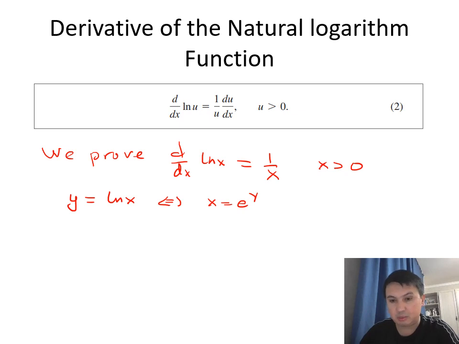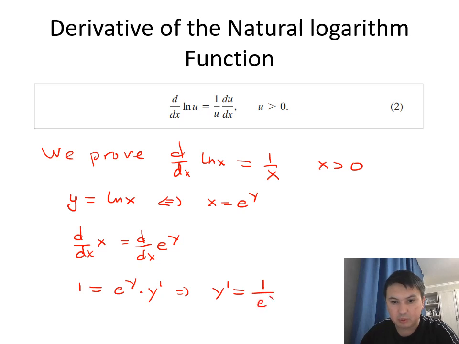Now let's apply implicit differentiation. So take the derivative of both sides. d over dx of e to the y. On the left, I get 1. On the right, what is the derivative of e to the y? It's e to the y itself multiplied by the derivative of y, so let's write it as y prime. So from here, I see that y prime is equal to 1 over e to the y.